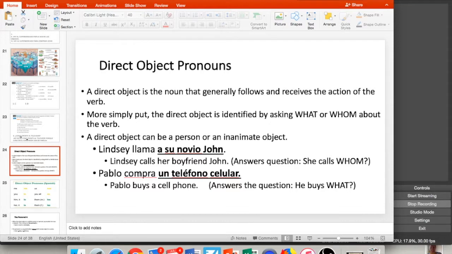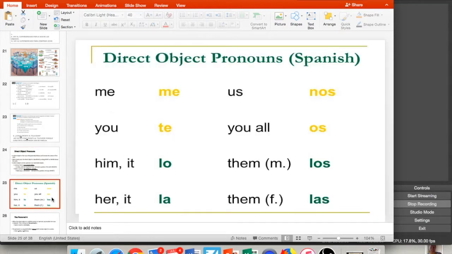She buys what or whom? She buys a phone. Your direct objects in Spanish are often translated as it or them. There's two ways to say it here. We have lo and la, with lo being masculine and la being feminine. To say them, we have los and las, with los being them plural and las being them plural as well. Los is masculine, las is feminine. So lo, la, los, and las, your two ways to say it and them.